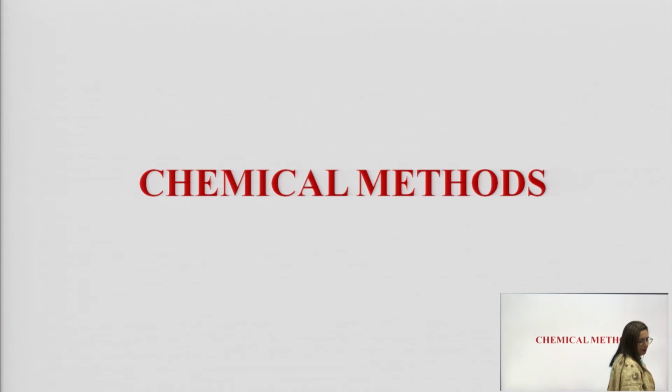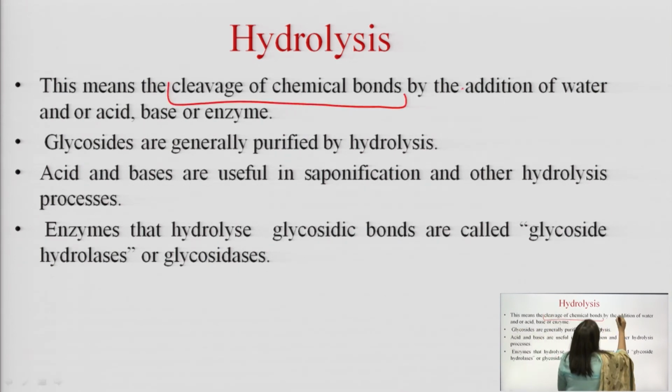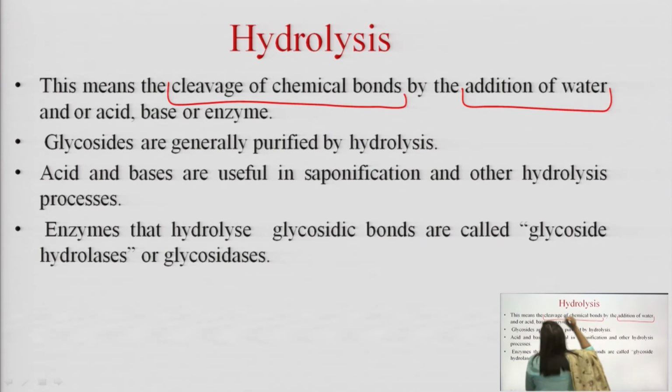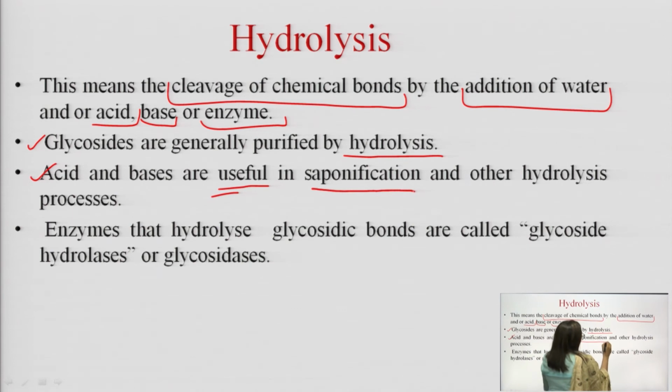Next are chemical methods of purification. First among these is hydrolysis. This means chemical cleavage of chemical bonds by the addition of water and/or acid, base or enzyme. Glycosides are generally purified by hydrolysis. Acids and bases are useful in saponification and other hydrolysis processes.